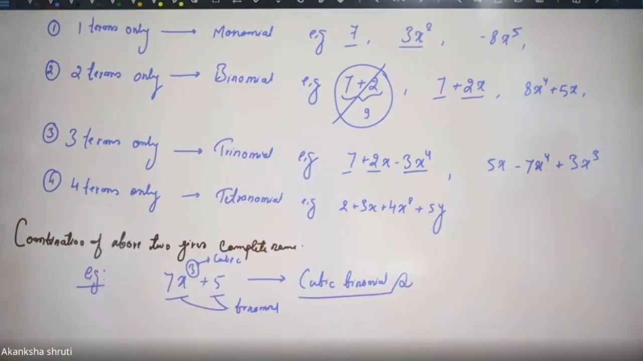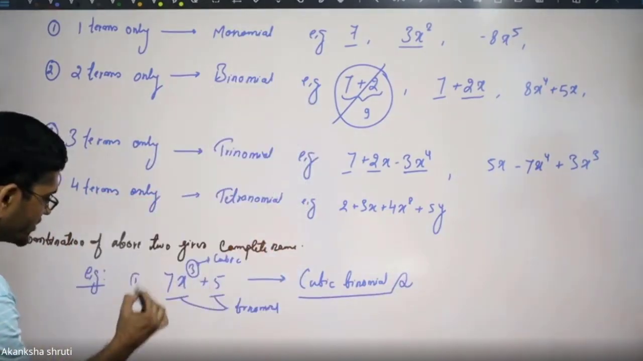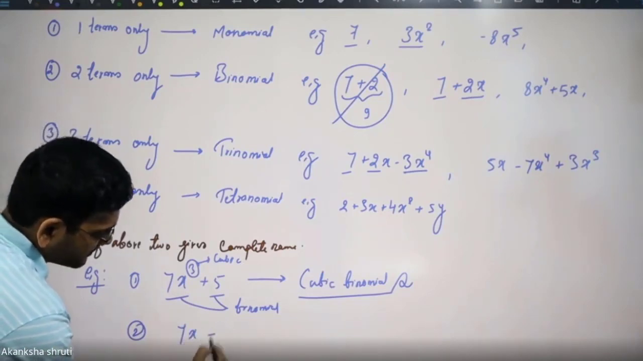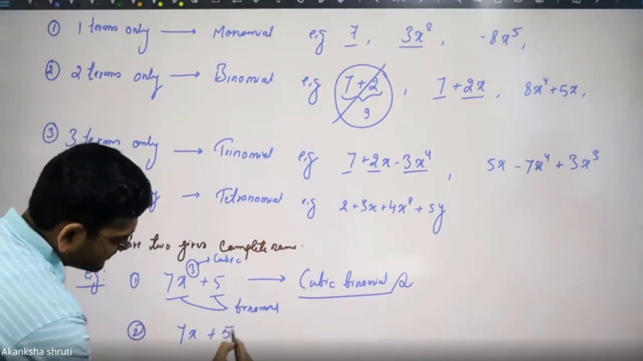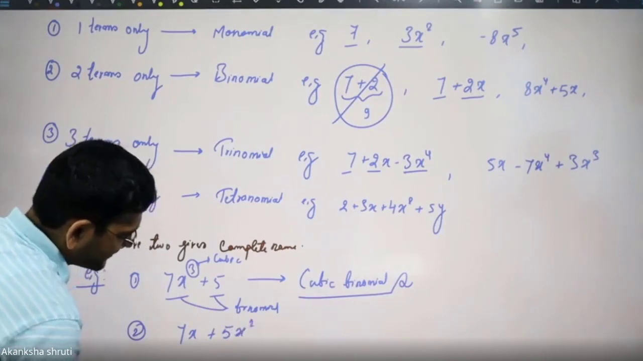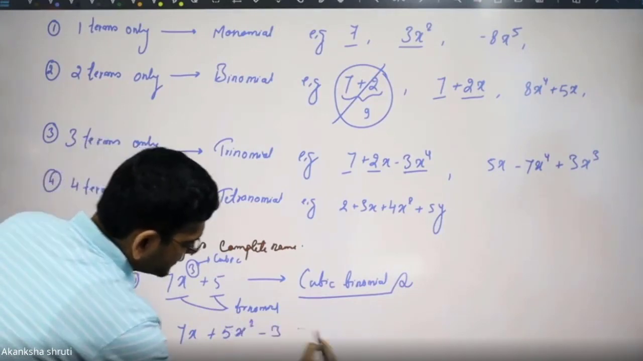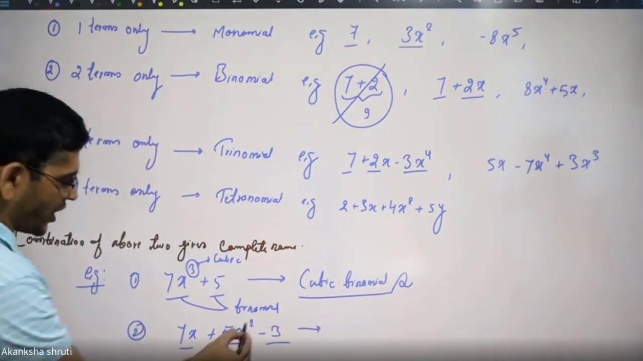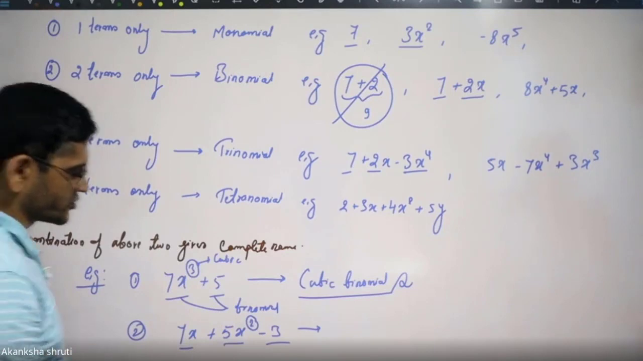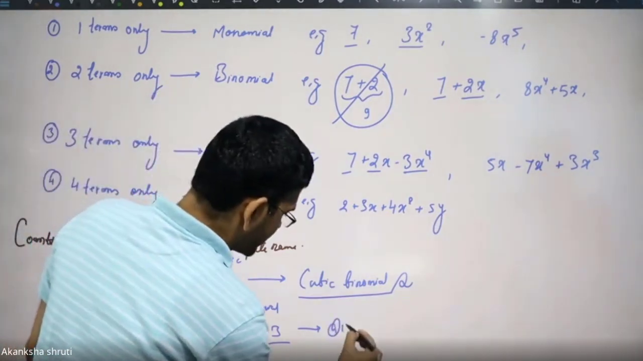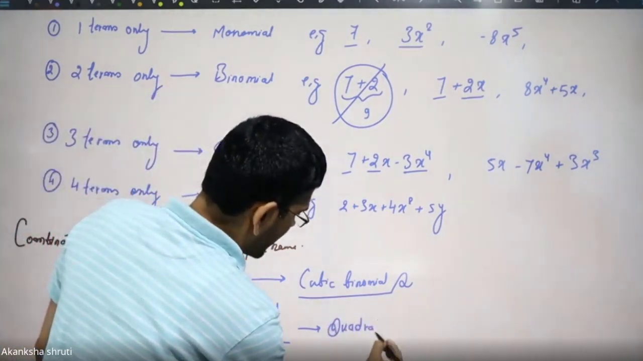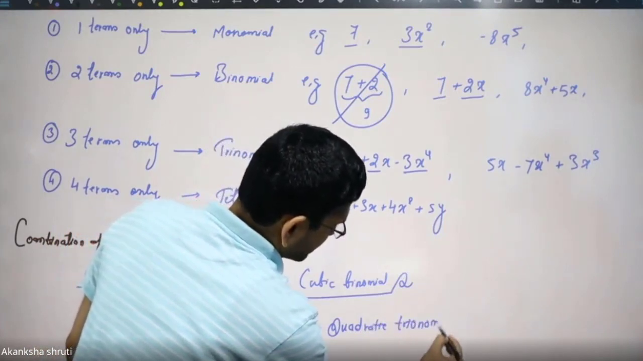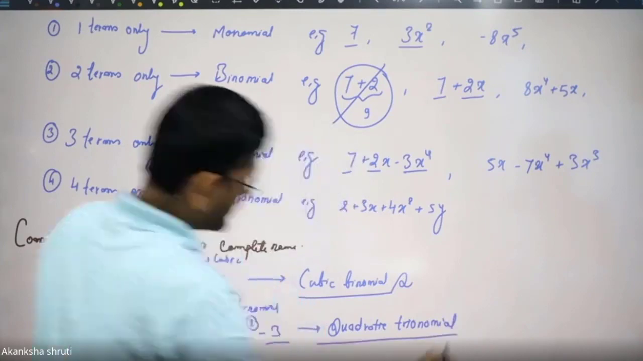Let us take one more example. Say 7x plus 5x square minus 3. 1, 2, 3 terms, so it becomes trinomial, and the highest degree is 2, so it is quadratic trinomial. Okay, it could be this one.